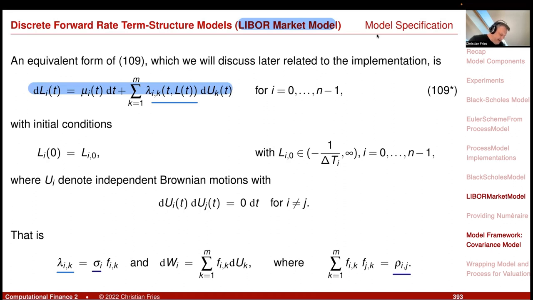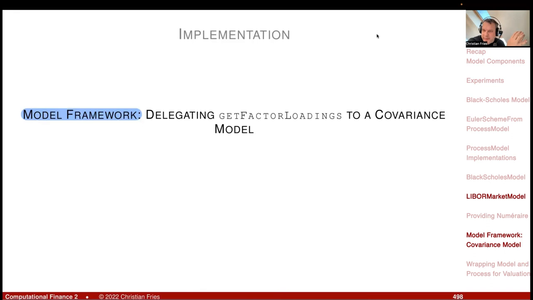So this is the most interesting thing. And for that reason, I do not want to write a new process model for all these guys. I want to have some kind of a plug-in. So I delegate the call to the get factor loadings to another interface. So again, recall, interfaces allow us to plug in different implementations to exchange the implementations of a specific part. Let's have a look at this.